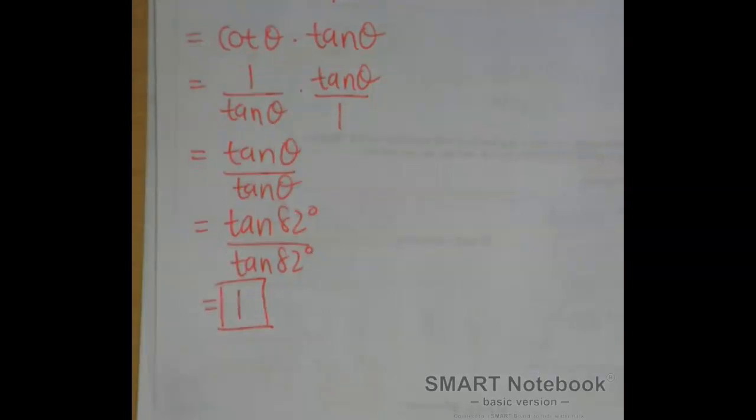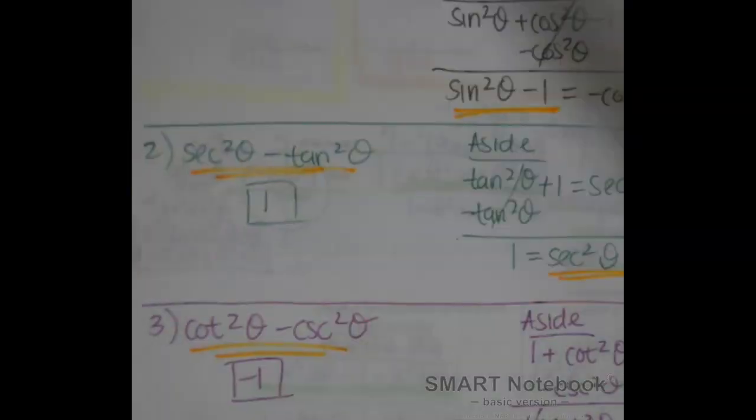Give me some nods or shakes so far. Does this make a little bit of sense? All you're doing is you're using the things that you know from other reciprocal, quotient, and Pythagorean identities to help you simplify. Back to the second page, because I actually haven't done this.